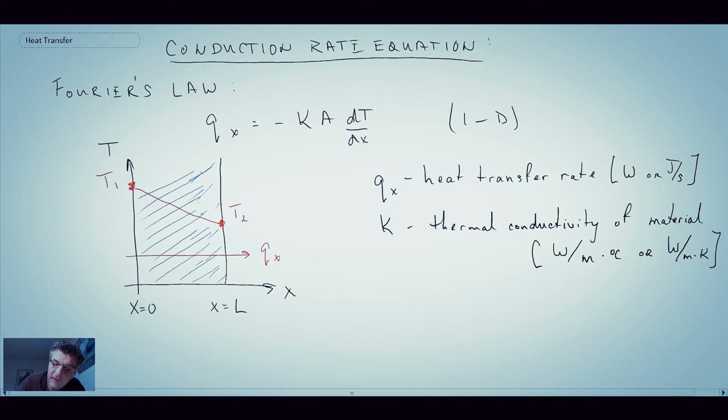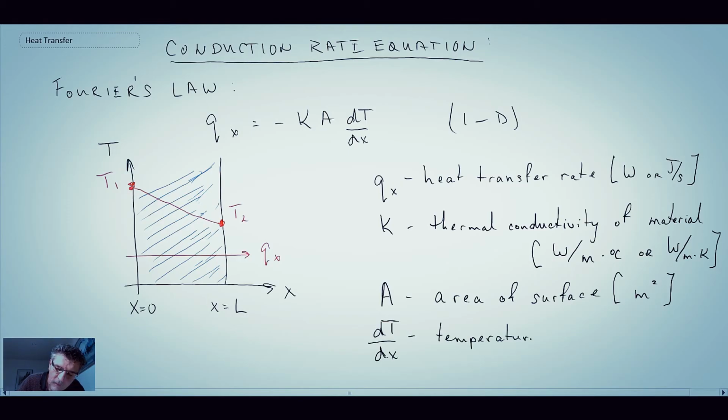And the next term that we have is the cross-sectional area through which the heat is being transferred. So that's the area of the surface, and that will be in units of meters squared. And then finally, we have dT by dx. That is the temperature gradient in the direction of heat transfer, and that is what is driving the heat transfer to take place. And the units there are degrees C per meter, or could be Kelvin per meter. Given that we're looking at a difference, it doesn't matter if it's degrees C or Kelvin.